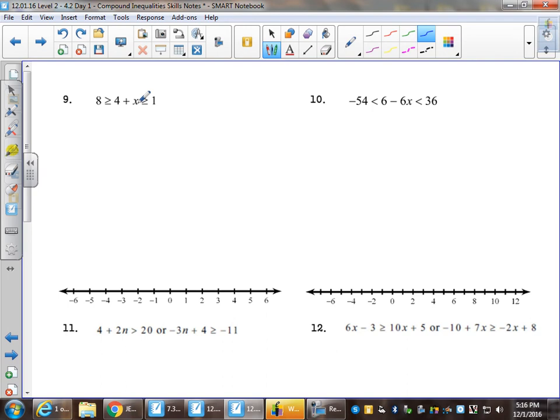Number 9, lines down the inequality signs, focusing on the location of x. This is a positive 4 that we can subtract from both sides. So x is here in the middle. Don't change the inequality signs. You did not multiply or divide by a negative, so just keep it. 8 minus 4 is 4. 1 minus 4 is negative 3.